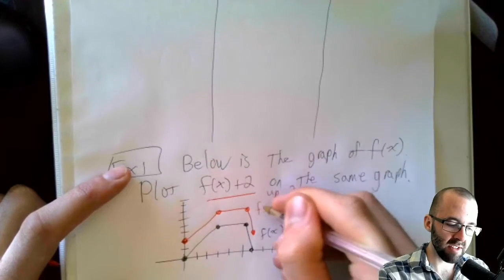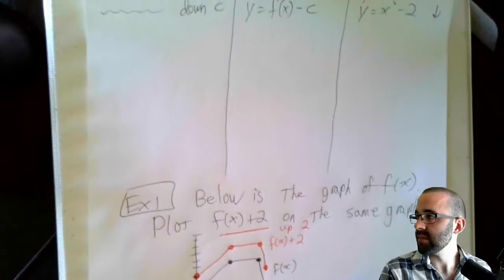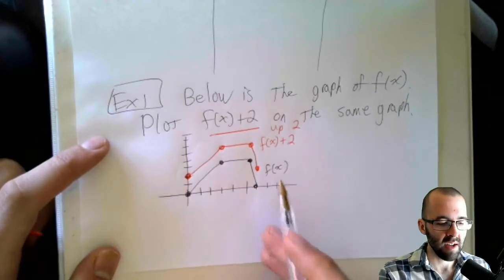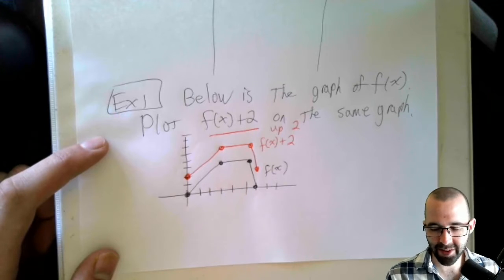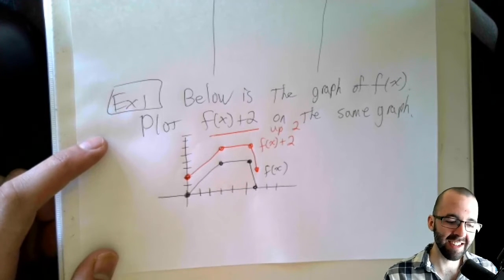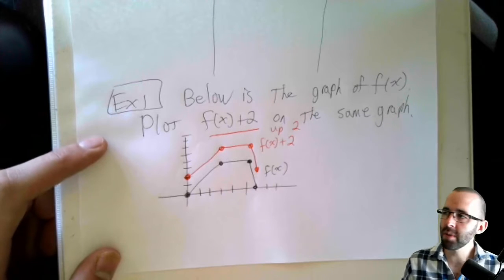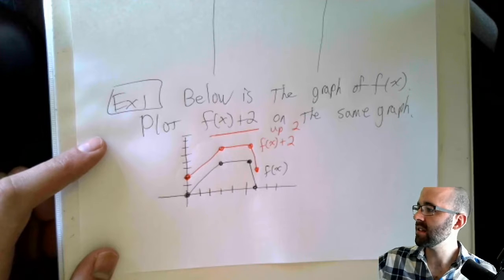So this is our answer. This is f of x plus 2. And that's really most of this part of the section. All right. And again, this book in particular really likes to ask questions in different ways.